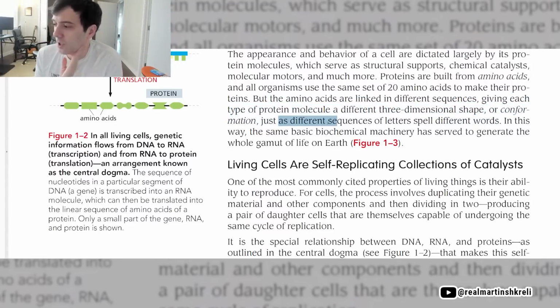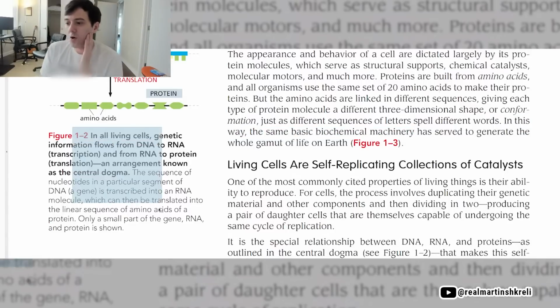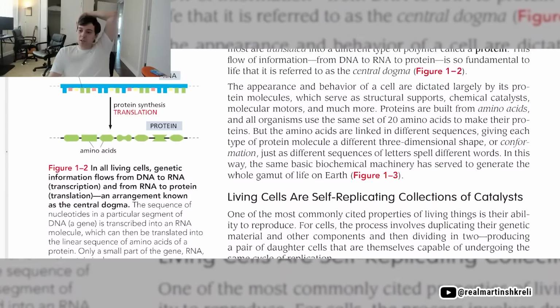All right, so amino acids are linked in different sequences, giving each type of protein molecule a different three-dimensional shape or conformation, just as different sequences of letters spell different words. In this way, the same basic biochemical machinery has served to generate the whole gamut of life on Earth. Right, in all living cells, genetic information flows from DNA to RNA and from RNA to protein. That's transcription from DNA to RNA and translation from RNA to protein, an arrangement known as the central dogma.